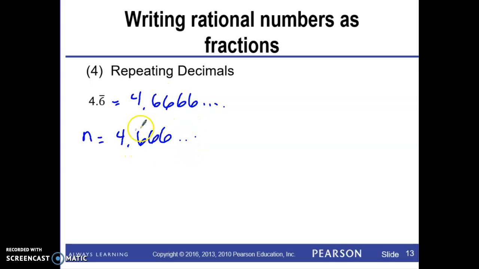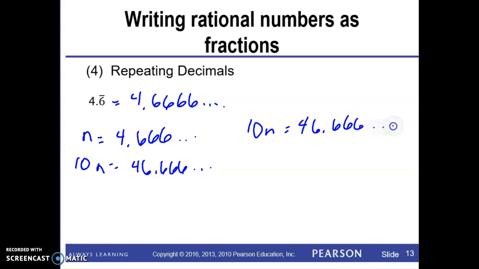So do you see that after the decimal, I just have 6's repeating? Well, if I multiply by 10, and the reason I'm choosing 10 is because I have one number after the decimal that's repeating. So I'm going to put 10 here. I'm going to shift everything one place value. So 10n is 46.666... If I have an infinite number of 6's and I scoot over one, I still have an infinite number of 6's. So the part that's behind the decimal in this number and the part that's behind the decimal in this number are exactly the same. So if I set it up with the larger one on top, right? So there's 10n, and here's my original n.